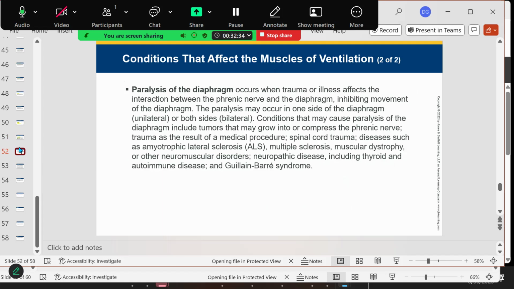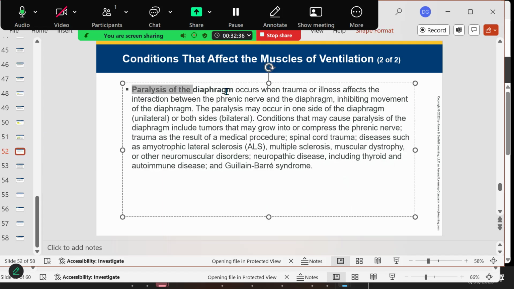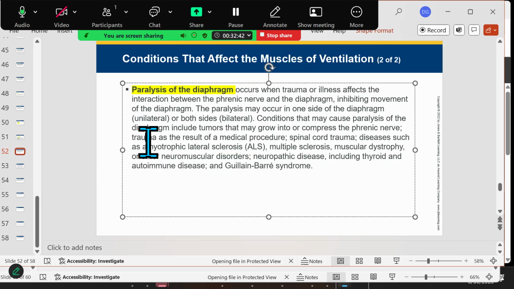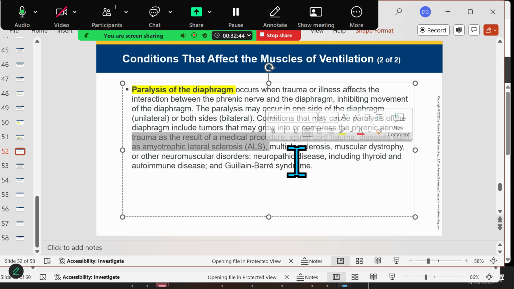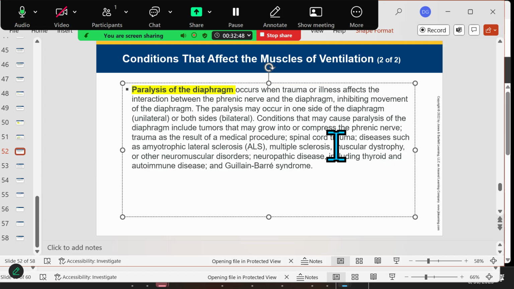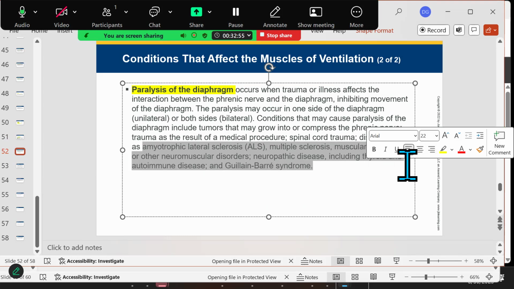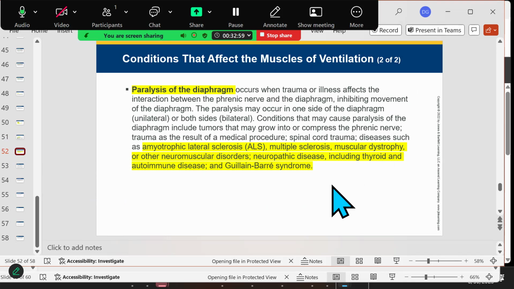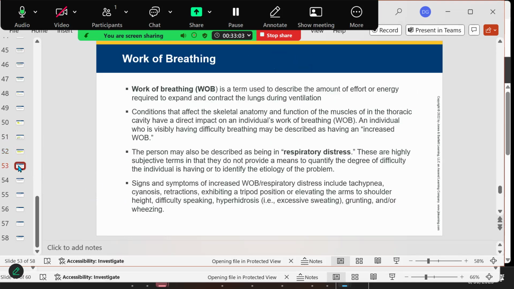Paralysis of the diaphragm can happen for a lot of reasons, and that's obviously terrible because then the patient cannot breathe on their own. Here's ALS, that's Lou Gehrig's disease, amyotrophic lateral sclerosis. That's one example. Multiple sclerosis, muscular dystrophy, conditions like Guillain-Barré and myasthenia gravis. All those things can interfere with the ability of the diaphragm to contract.